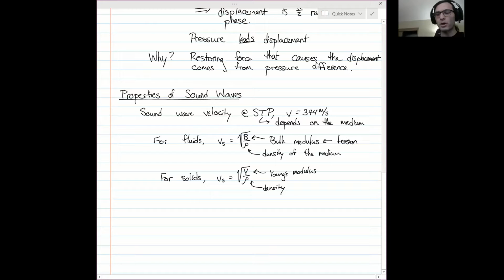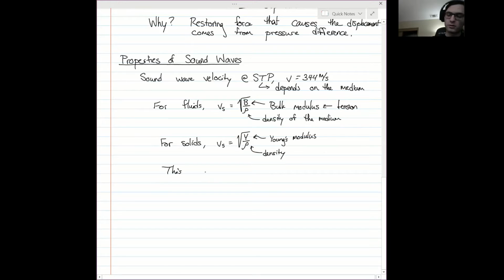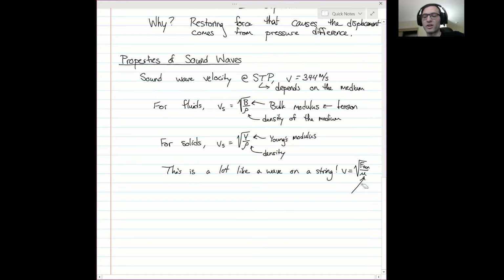So remember, this is a lot like for a wave on a string. For a wave on a string, it was the square root of the tension force divided by the linear mass density. A string is one-dimensional, so it's only going to have a linear mass density. It doesn't really make sense to talk about its overall density.